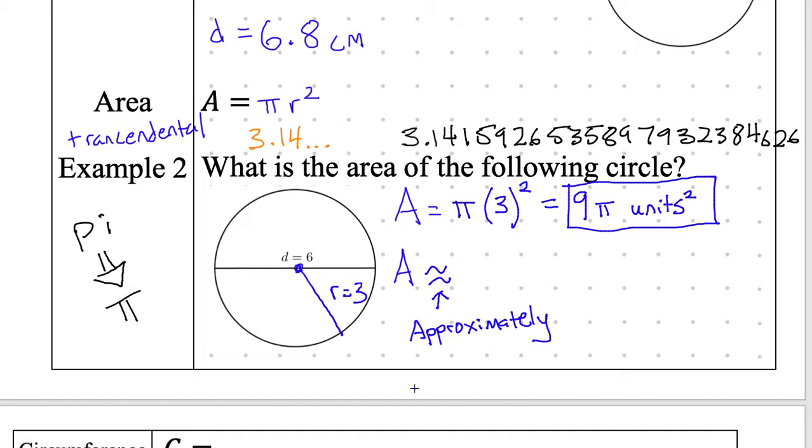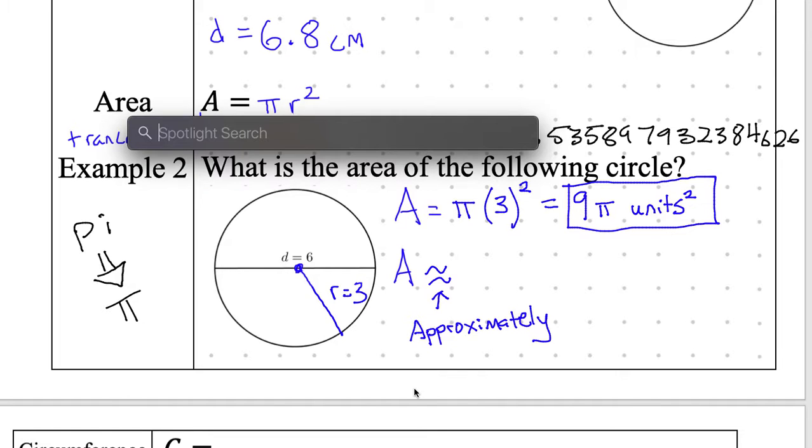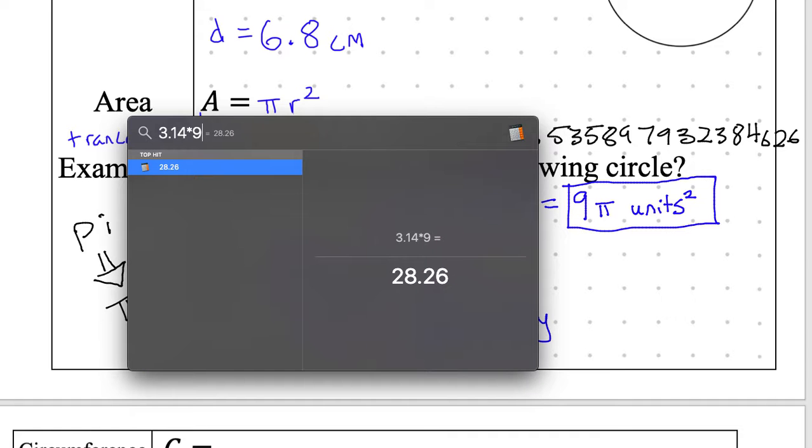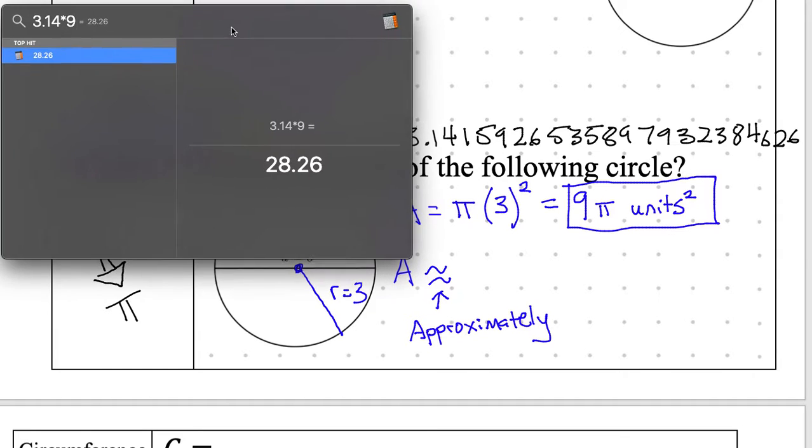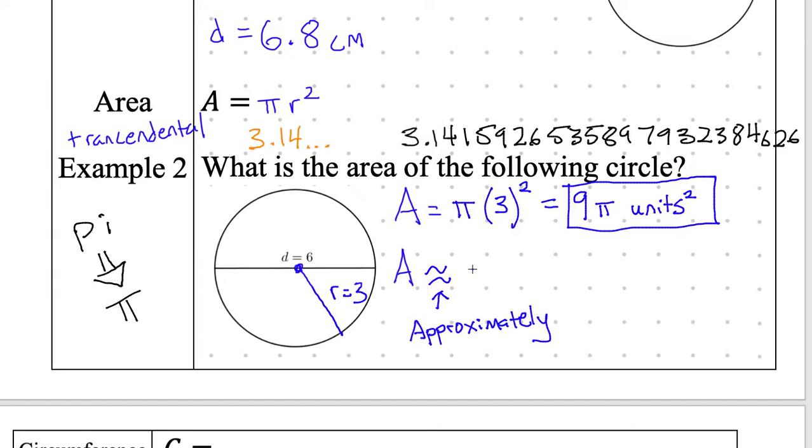You could do a few things. The easiest thing is just to say pi is about 3.14. So I can say 3.14 times 9, and it's about 28.26. So again, to get approximately, multiply 3.14 by whatever the number is. Change pi to 3.14. But it is no longer exact. We have now approximated. So 28.26 units squared. We approximated by making pi 3.14, and we'll make a note here. This approximation right here assumes pi is approximately 3.14.